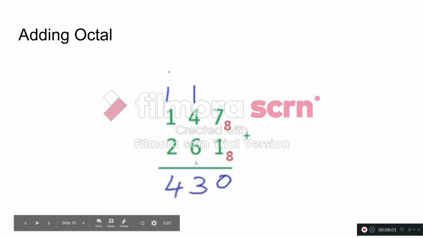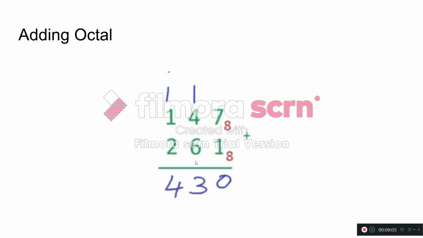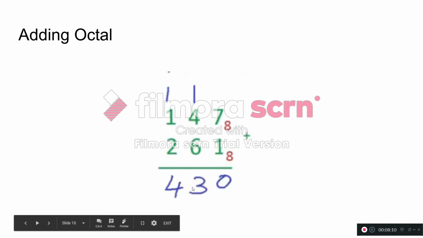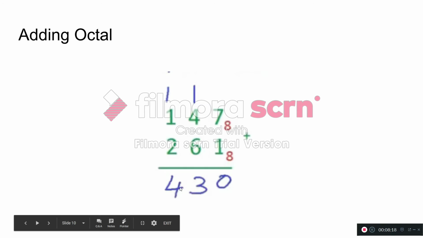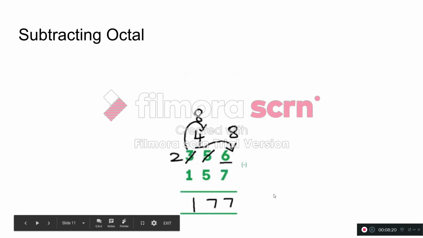Since we cannot put down the number 11, we can only use the base 8. So we subtract 8 from 11 and we get a 3. We have a full 8 that we carry over, which is equal to a 1 on the left. 1 plus 1, 2 plus 2 is a 4. 4, 3, 0. Now for octal subtraction, it gets a little bit more interesting.